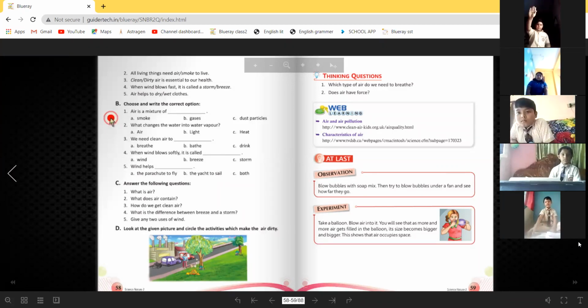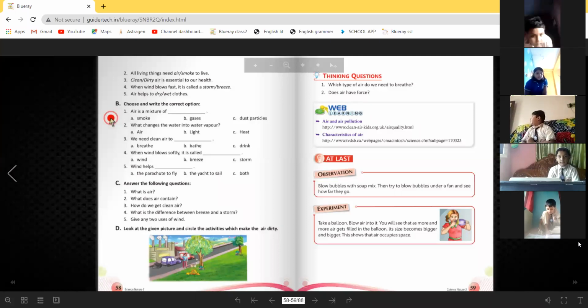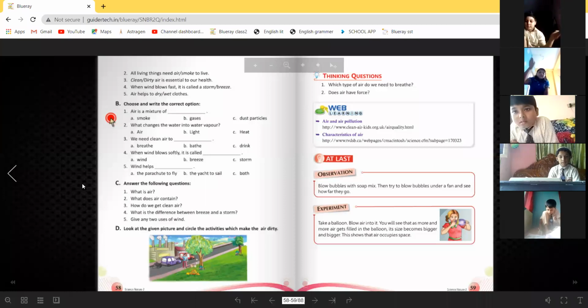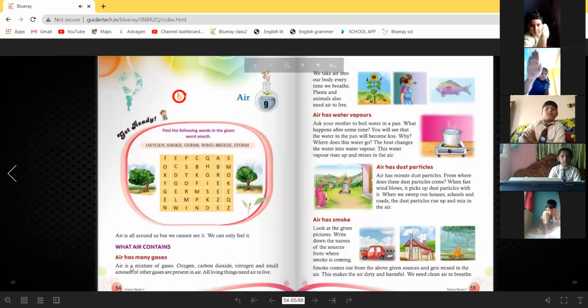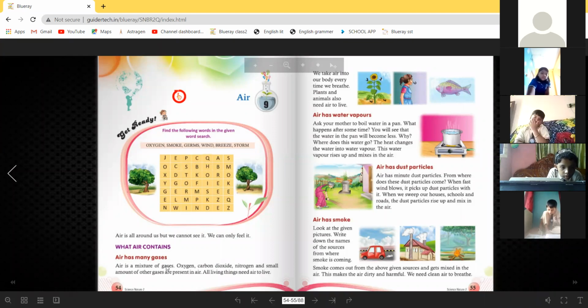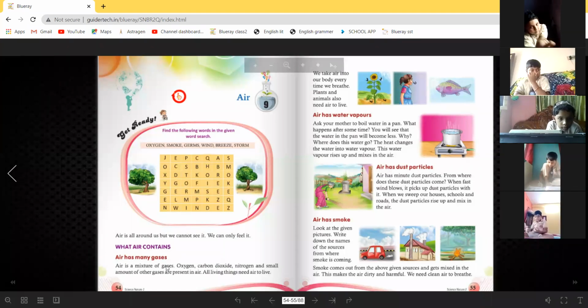Air is all around us, but we cannot see it. We can only feel it. Okay, but what is air? This is not the definition. For the definition, you need to tell me this: air is a mixture of gases. Air is all around us, but we cannot see it. We can only feel it. Okay. So what is air? The exact definition is, air is a mixture of gases, but we cannot see it. We can only feel it.